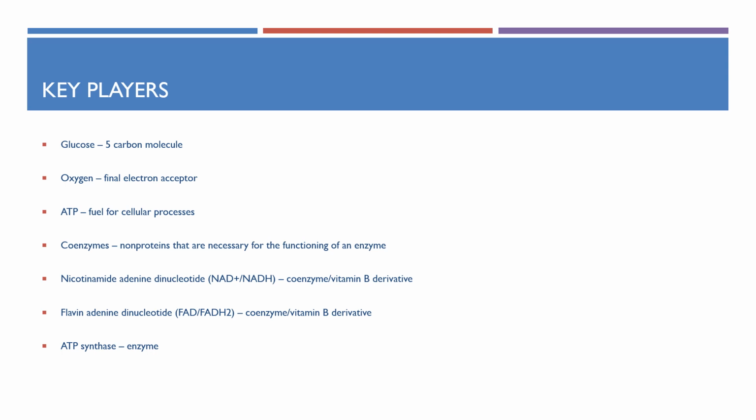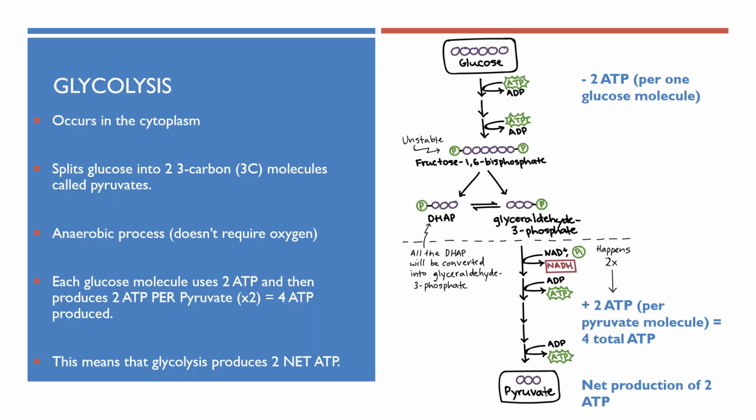Another coenzyme used in this process, or made in this process, is flavin adenine dinucleotide, or FAD, which is reduced to FADH2, also a coenzyme and vitamin B derivative. And then lastly, we have ATP synthase, which is the enzyme that we're going to use to produce the majority of the ATP. So moving on to the first stage of cellular respiration, which is glycolysis, and glycolysis occurs in the cytoplasm. It is an anaerobic process, so it doesn't require oxygen to occur. And it is exactly what the name implies. It is the splitting of glucose into 2 3-carbon molecules called pyruvic acids or pyruvates.